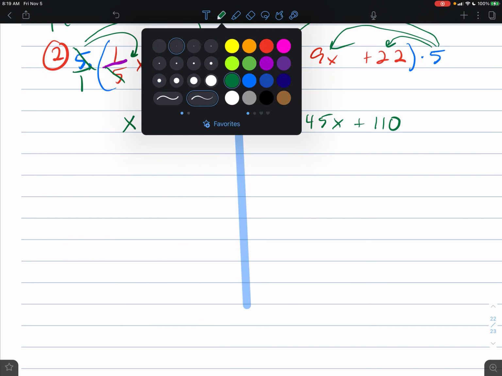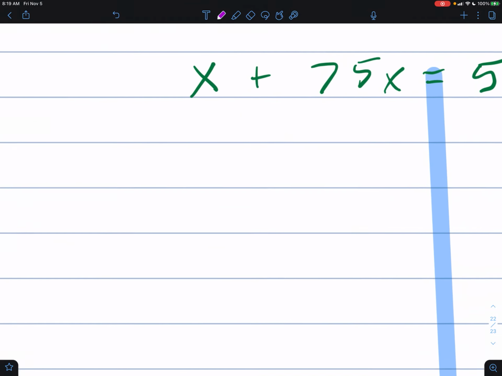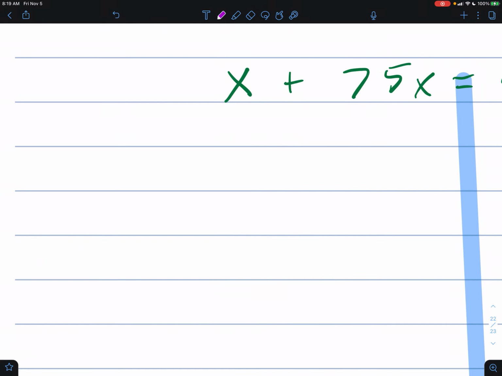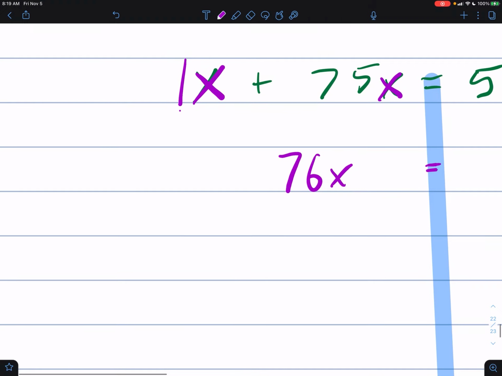So when I say simplify, we mean on each side. So I'm going to look at the left side first. I look at each side independently, and I say, okay, what can I combine over here? So this is 1x plus 75, so we get 76x. Those are like terms, same variable, so I can combine them.